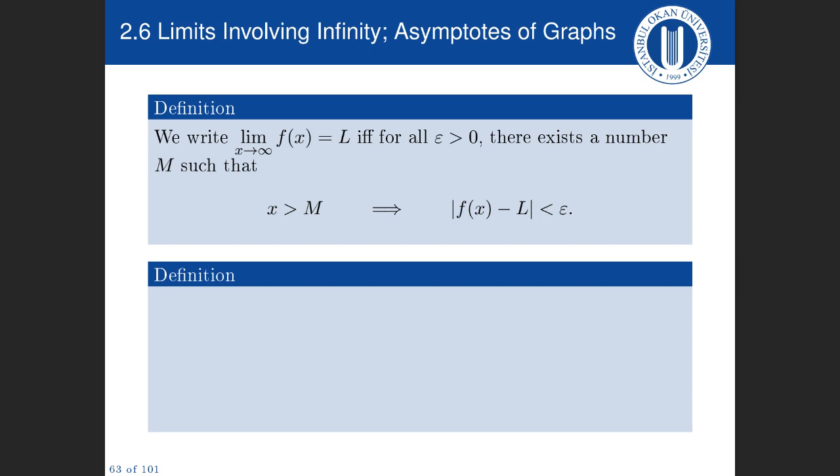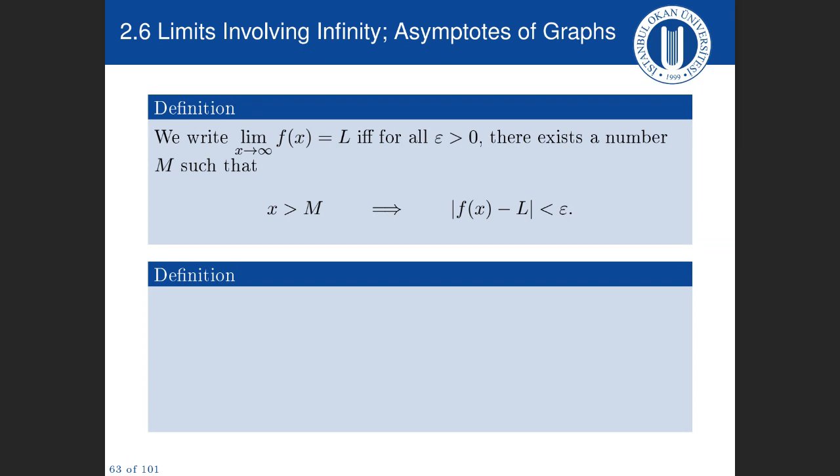We write the limit as x tends to infinity of f of x is equal to capital L if and only if for all epsilon greater than 0 there exists some number capital M such that if x is greater than capital M, then the absolute value of f of x minus L is less than epsilon.